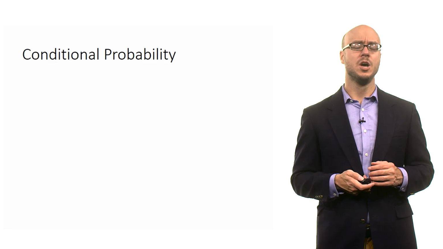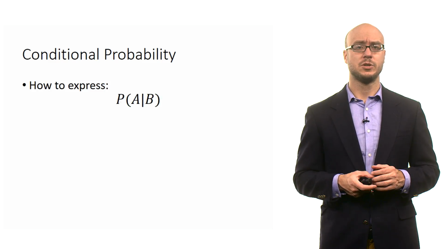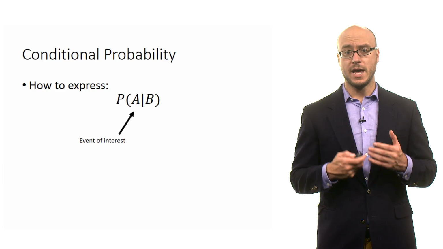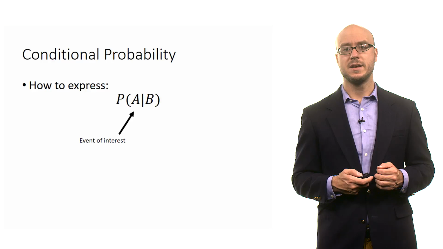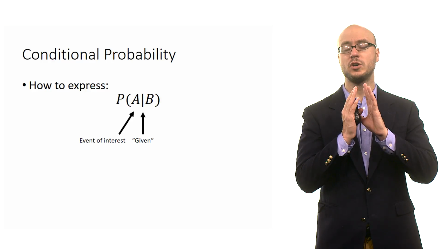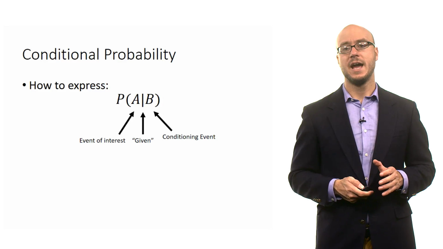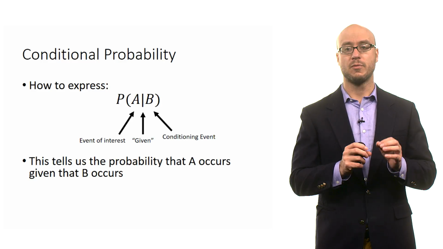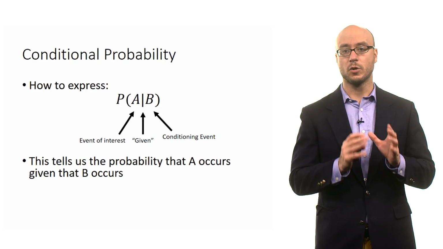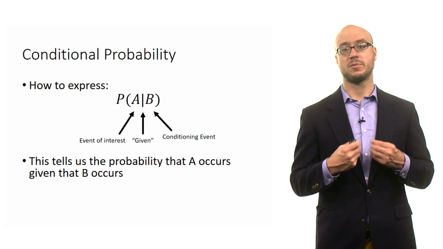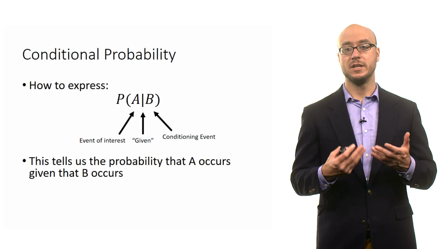So how do we write out what a conditional probability is? We write it in this way. A is our event of interest, and that vertical line tells us, you can read it as given or if. And B is our conditioning event. So we read this as the probability of A given, or conditional upon, B. To put it another way, this tells us the probability of A if we condition on B.